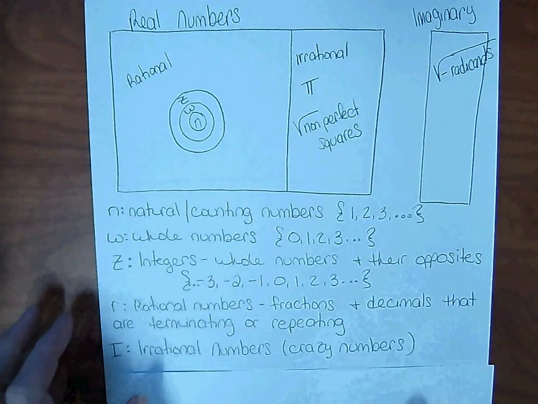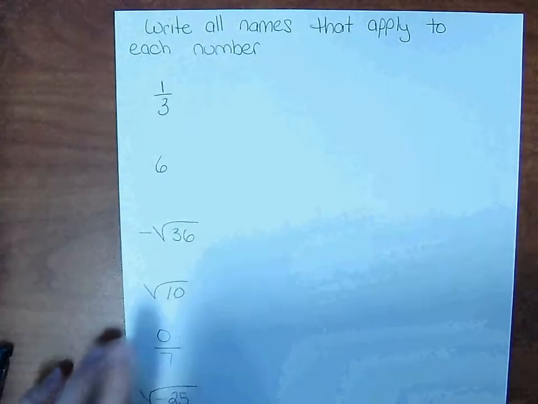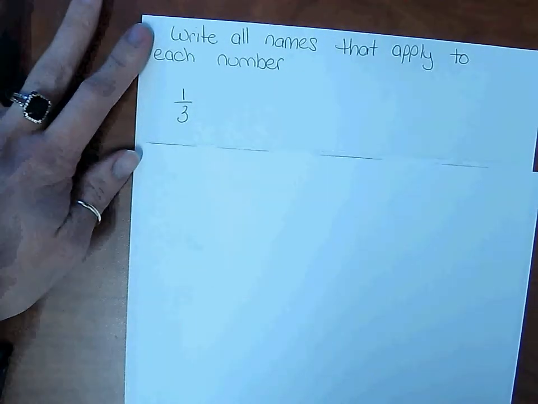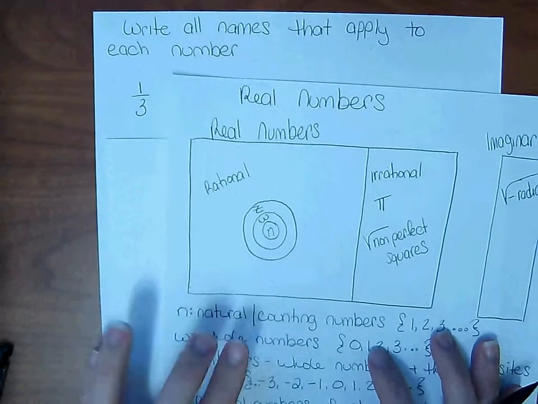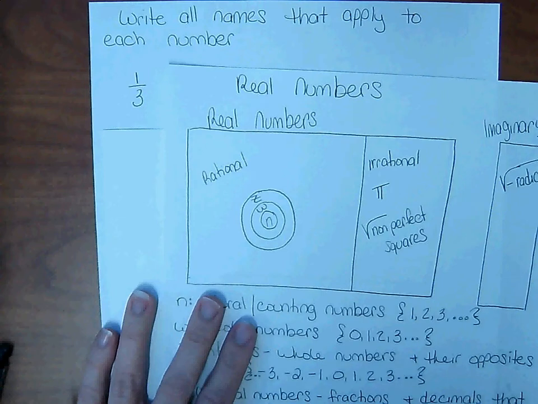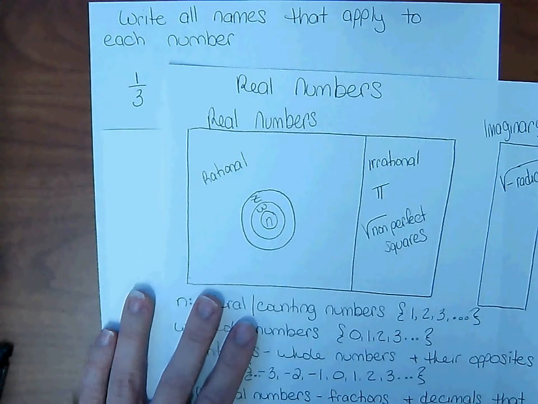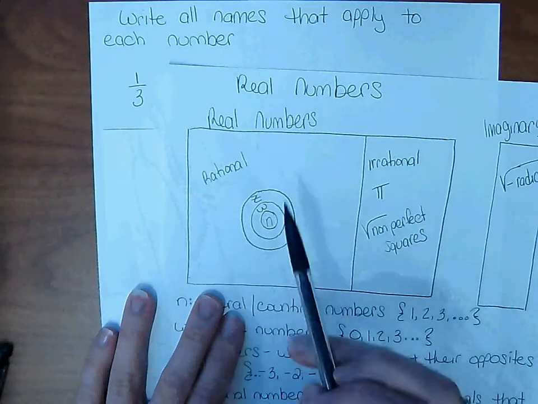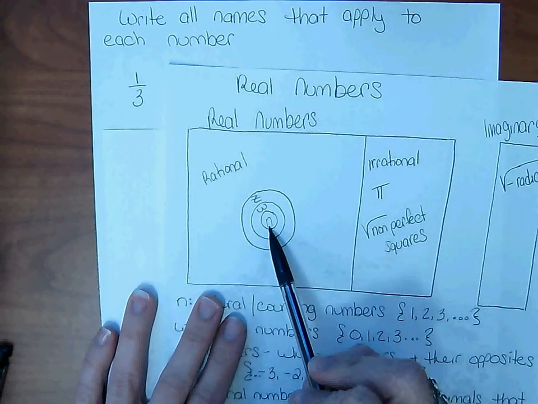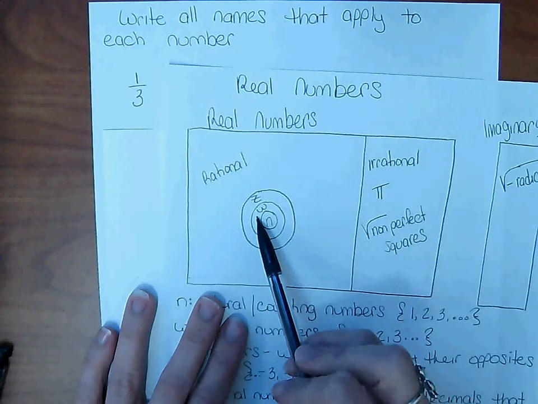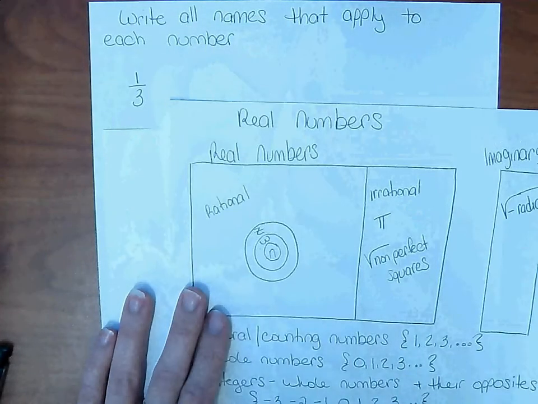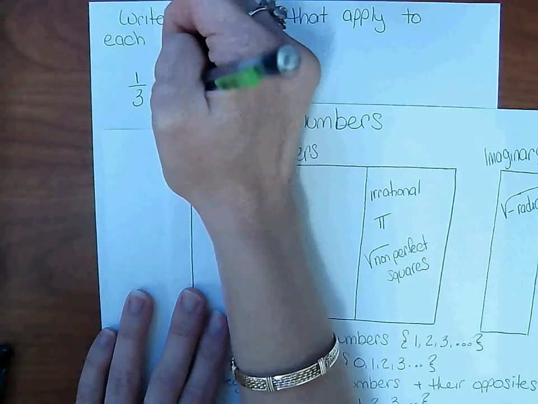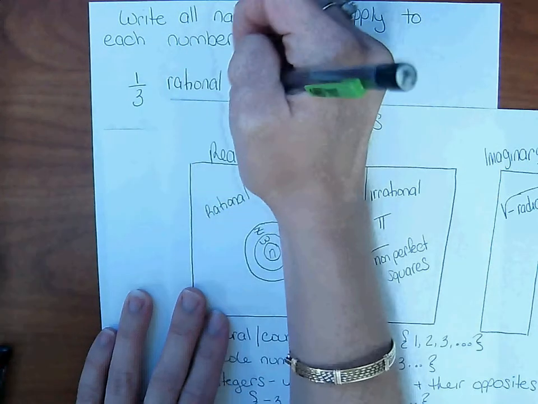All right, so let's go ahead and classify some numbers. What we want to do is write all names that apply to each number, so a third. And it is helpful to have that Venn diagram nearby. Because remember, once you find the smallest set that the number belongs inside, it belongs in everything on the outside of it. So 1/3. 1/3 is not a natural or a counting number. It is not a whole number, so it is not an integer. But it is a rational number because it is a fraction and can be a repeating decimal. So it is rational, and it is also real.